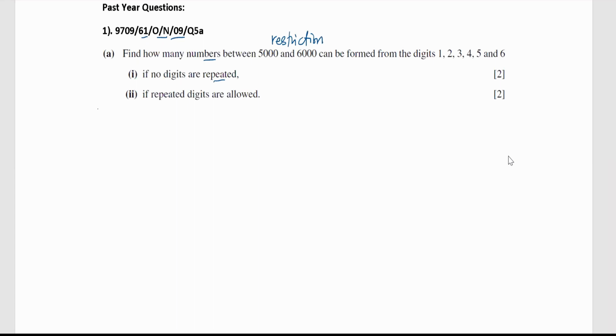All right, to answer part 1, we have 6 digits here: 1, 2, 3, 4, 5, and 6. In order to have a number between 5,000 and 6,000, it must be a 4-digit number. And the first digit has to be 5 from these 6 digits available. Since 5 has to be in the first place, now we can only choose from 1, 2, 3, 4, and 6.